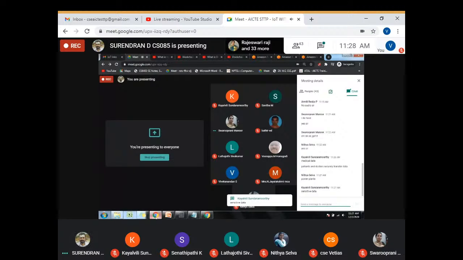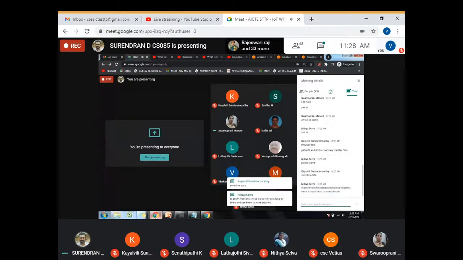Sensitive data. Okay. Now, to profit from the cheap electricity provided by them and the use of mine bitcoins. Okay. Now, in the code scenario, you're able to understand. You've seen in many movies, right? You will have evidence, and that evidence will be tampered with, right? They will change the evidence. So this is one thing: if we make that particular evidence a blockchain, nobody can tamper with it.